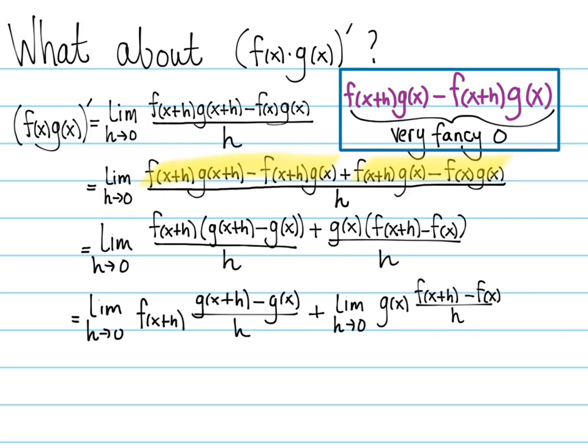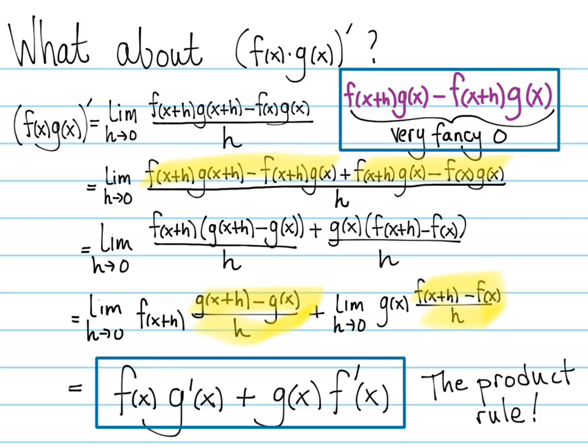Now if I rewrite these so that I pull out the f(x+h), then this is going to look like the derivative of g(x), and this is going to look like the derivative of f(x). And so the derivative of f times g is f(x)g'(x) plus g(x)f'(x). This is known as the product rule.